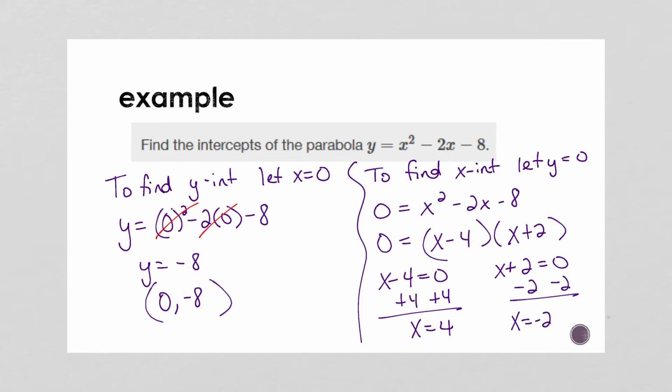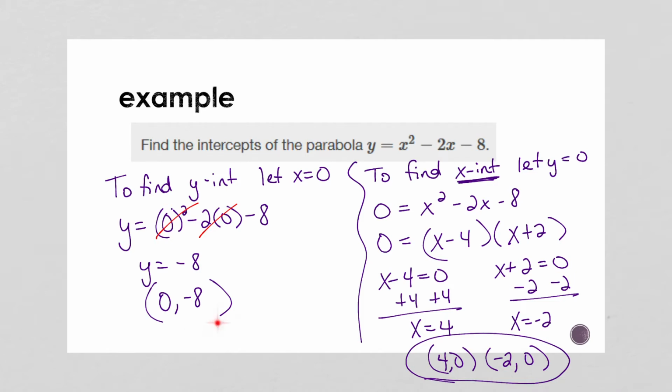All right, so our x-intercepts, that's what we're finding here, are at (4, 0) and (-2, 0). Notice we only get one y-intercept, but you get two x-intercepts. That's okay, that's because of the shape.